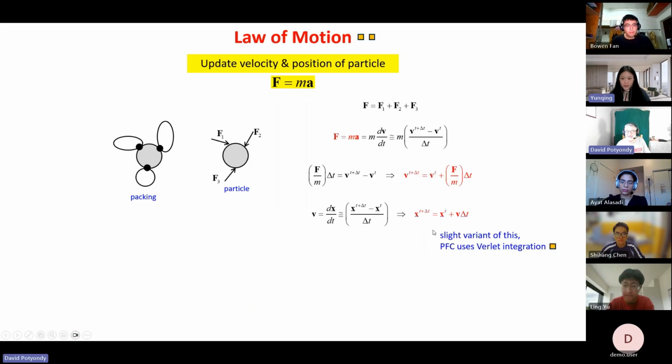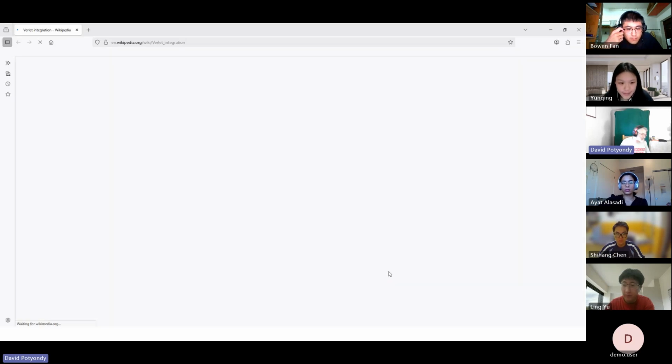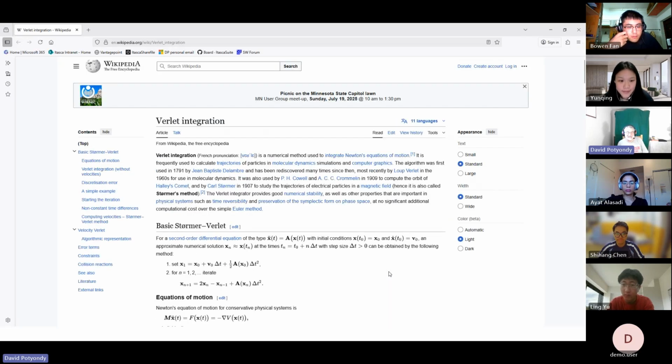Okay, just point out a couple things here. So here's what we just did. So again, PFC uses this Verlet integration. And of course, nowadays, it's amazing. You just go to Wikipedia and you've got the whole history of Verlet integration. Okay, so that's what it's actually using.